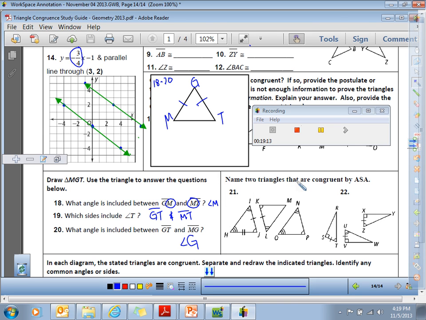Okay, 21 and 22. Name two triangles that are congruent by angle, side, angle. That means the side is going to be in between the two angles. Okay? So if we look, they have to all match up.